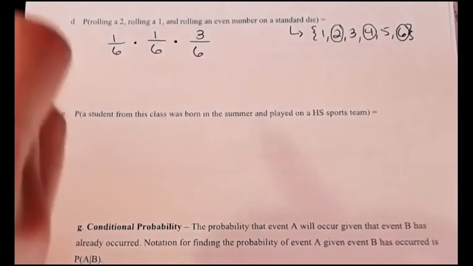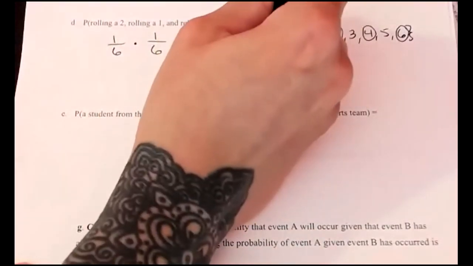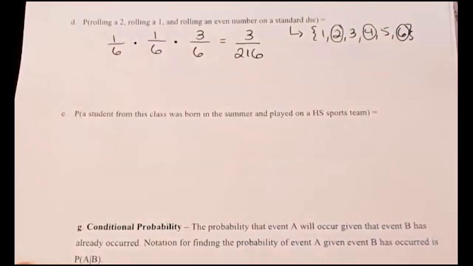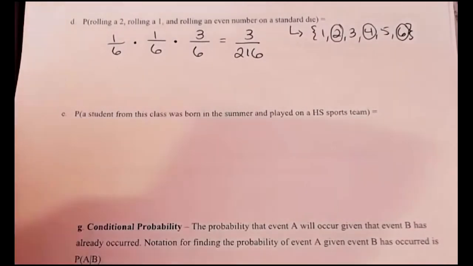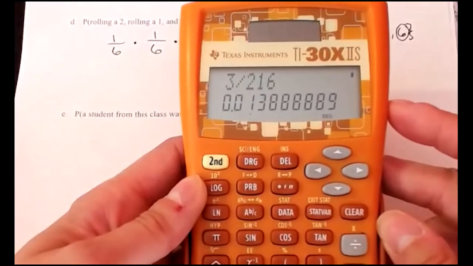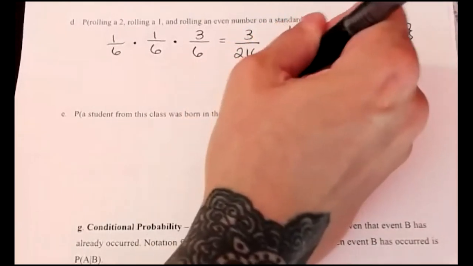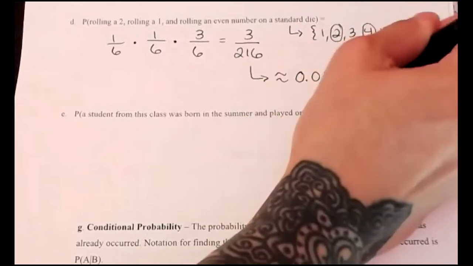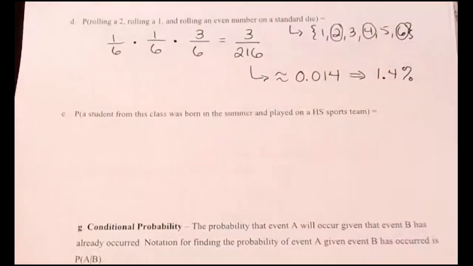We then go ahead and multiply from left to right. So our numerator is 3, and 6 times 6 times 6 gives us 216. If we took 3 and divided it by 216, you'll find that, rounded to the nearest thousandths place, you get 0.014. So I'm going to write here that this is approximately 0.014, which means that there's a 1.4% chance that this happens. There's a 1.4% chance that you roll a 2, then you roll a 1, and then you roll an even number.